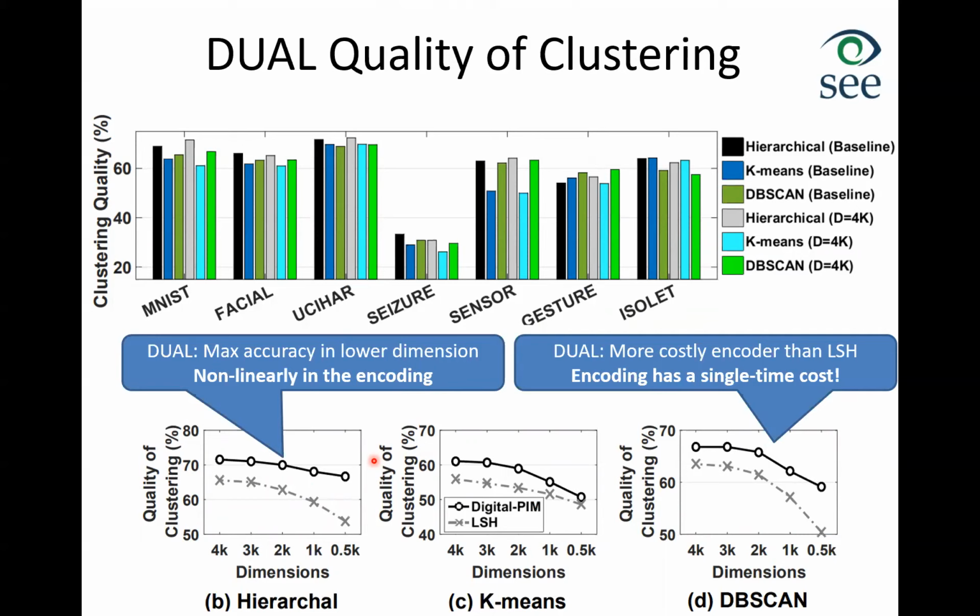In terms of quality of clustering, we are providing accuracy comparable to the baseline. Of course, our accuracy depends on our dimension, but we show that if we go to around 4,000 dimensions, we relatively get a good result. Of course, this dimension can be estimated by the mathematics that we have for the encoder.